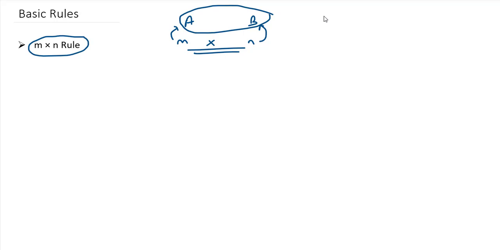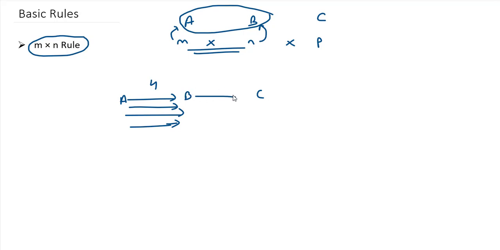Suppose there was one more task C which can be performed in P ways. Then the total number of ways in which A, B and C can be performed will be given by m into n into P. Let us understand this with the help of an example. Suppose there were three cities, say A, B and C. Now the number of routes for going from city A to city B are, let's say, 4. There are 4 routes: A1, A2, A3 and A4. Now from city B to city C there are another 3 routes, say B1, B2 and B3.